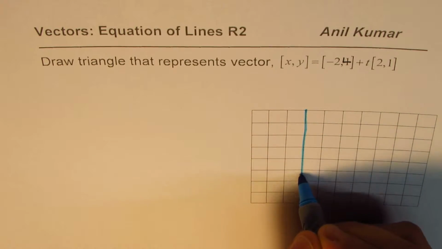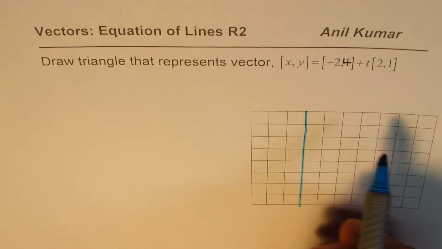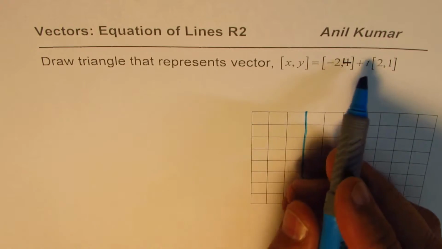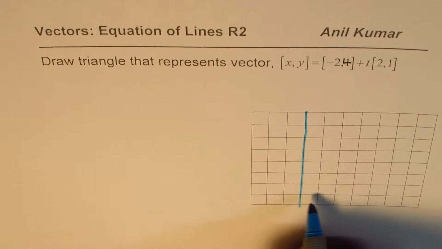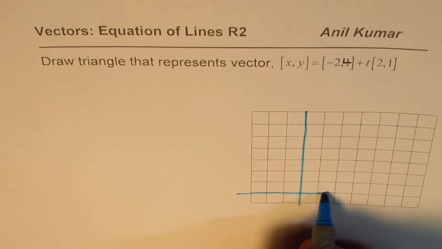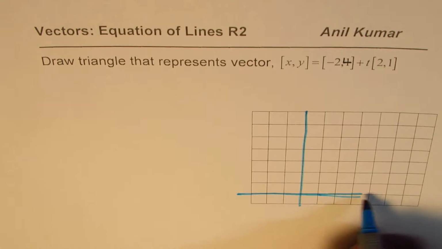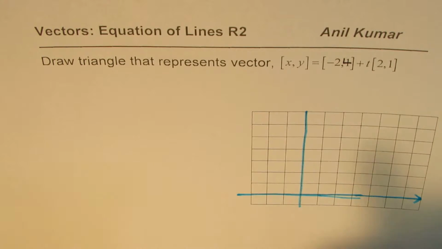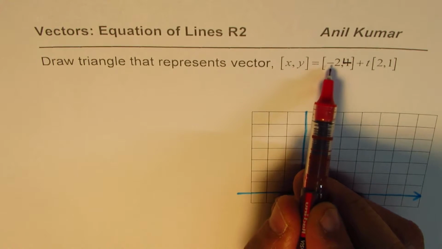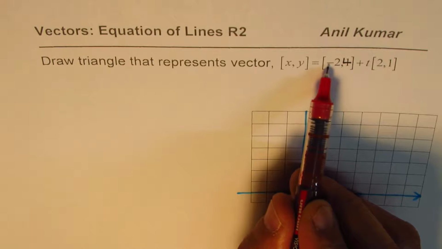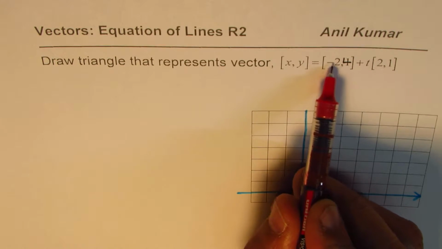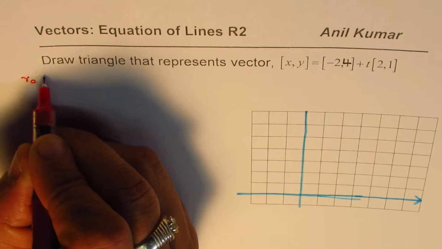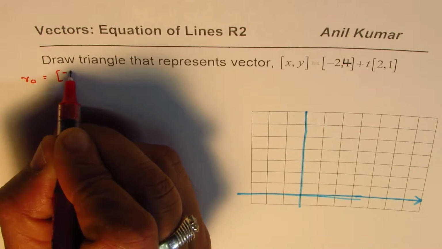We'll say this is our y-axis, right? We are working in 2 dimensions. Since these points are kind of above the x-axis, I'll take my x-axis along this side, so that I get more space to work with. So that's my x-axis. Now to represent the vector, we always start with the position vector given to us, which is (-2, 4), right? So that is the position vector. We'll call this r0. So r0 is given to us as (-2, 4).